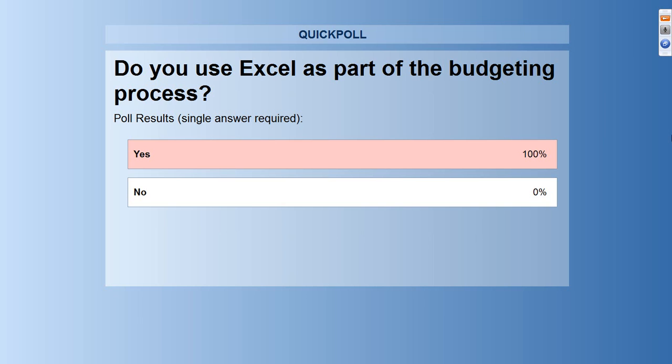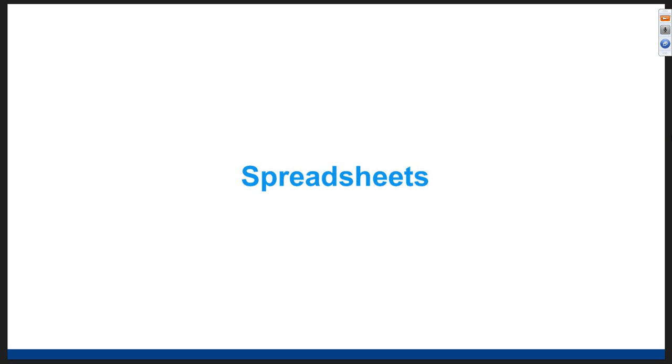Well, that's fairly conclusive. 100% of you say yes, we use Excel to capture budgets. So it's a very common practice. JD Edwards is pretty bad at having a way of entering budgets at a contributor level. And so people take it into their own hands and start using spreadsheets.